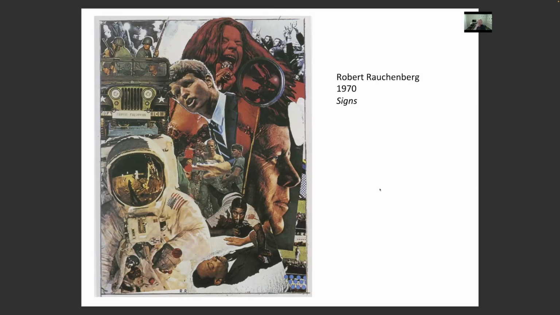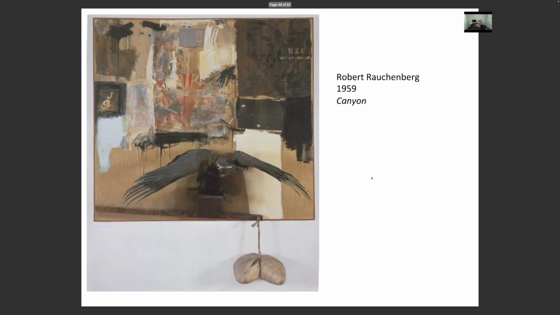This is Robert Rauschenberg, Signs. This is kind of like every big famous moment from the 60s. You can see MLK, JFK, the moon landing, references to Woodstock, Vietnam, etc.